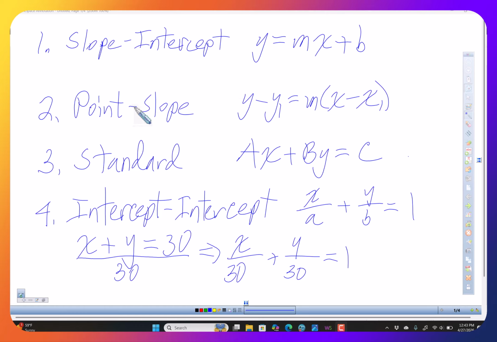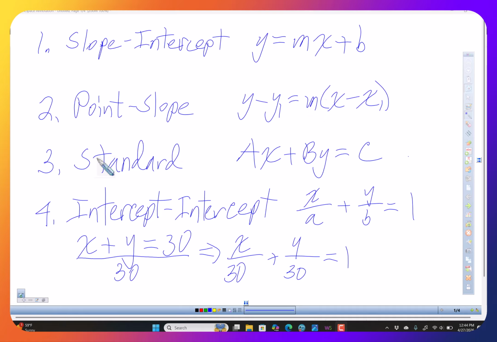The next one is point-slope form. This is the form of an equation of a line when we're given a slope and a point. So it's y minus y1 equals slope times, in parentheses, x minus x1. x1, y1 are going to be actual numbers, the point that you're given, and m is the slope that you're given.